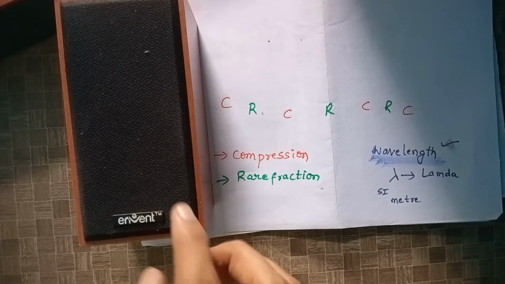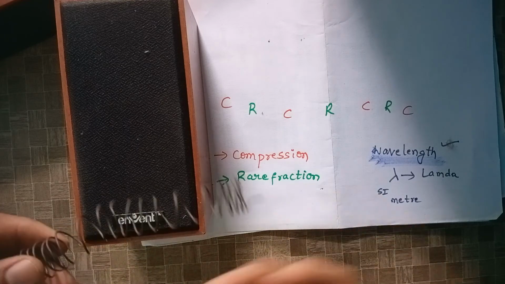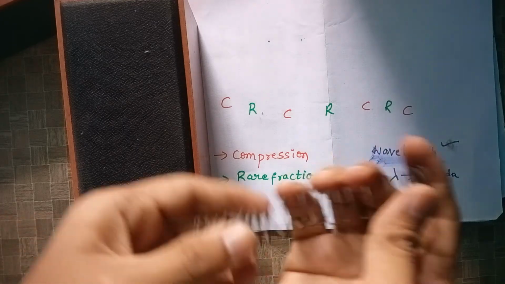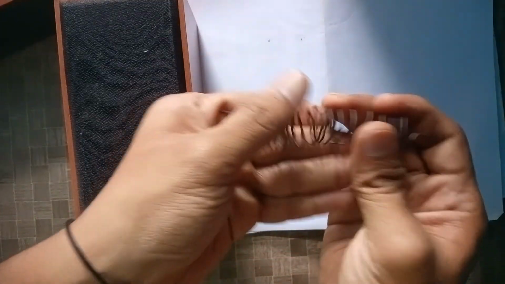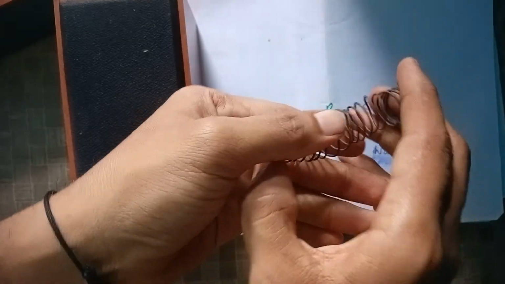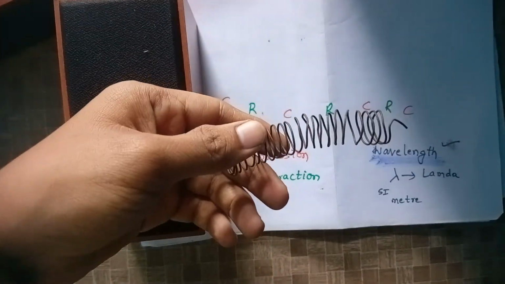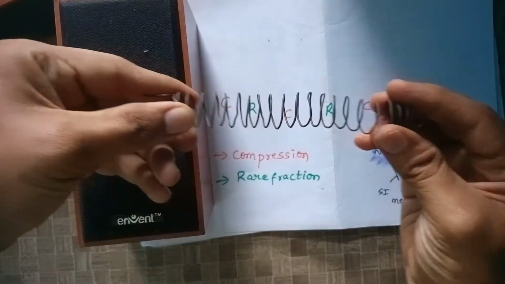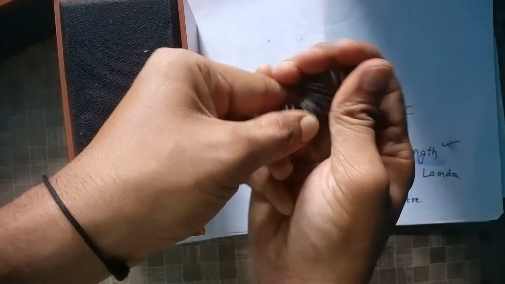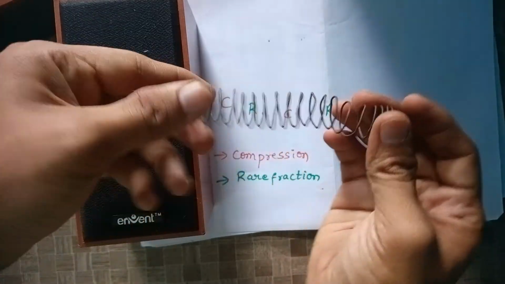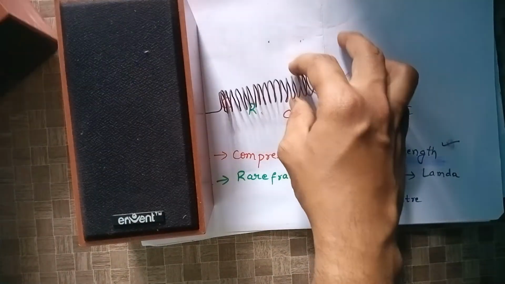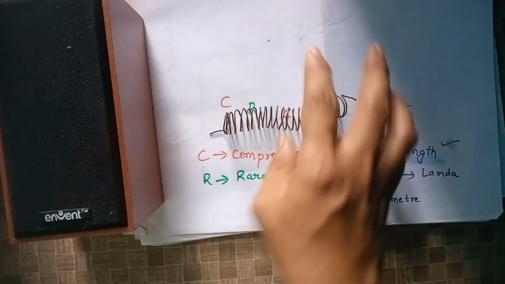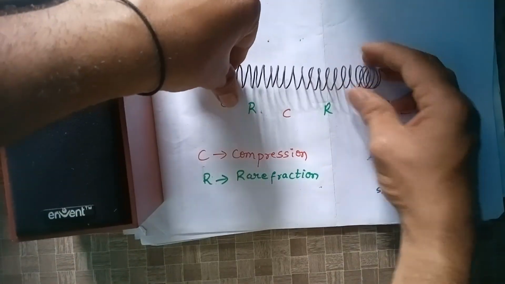Imagine this is a speaker. If sound travels, then it travels as a number of compressions and rarefactions like this. Sound propagates as density or pressure variation. So the distance between two consecutive compressions or rarefactions is called wavelength.